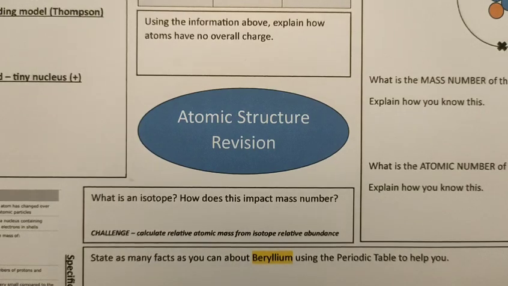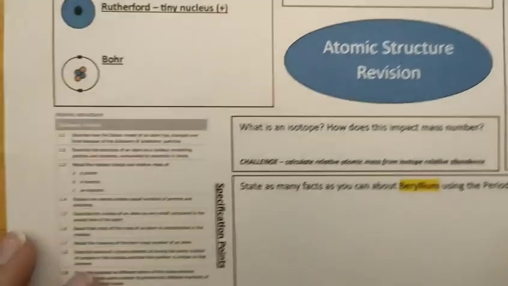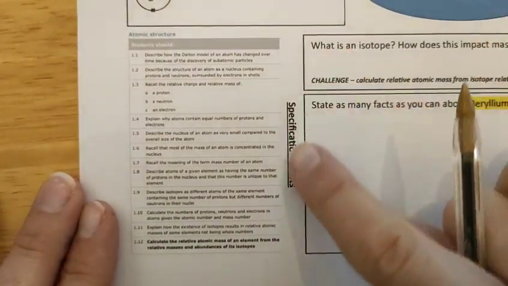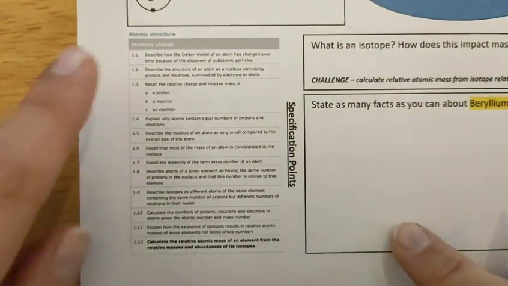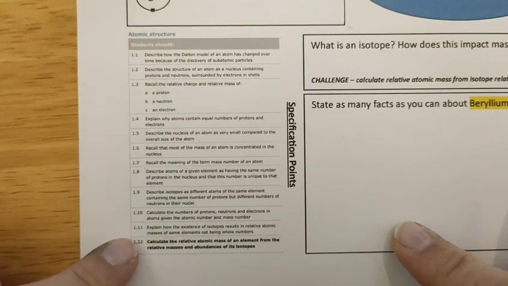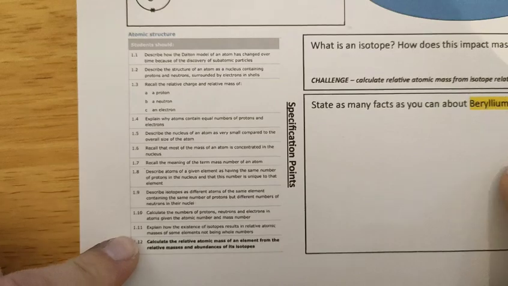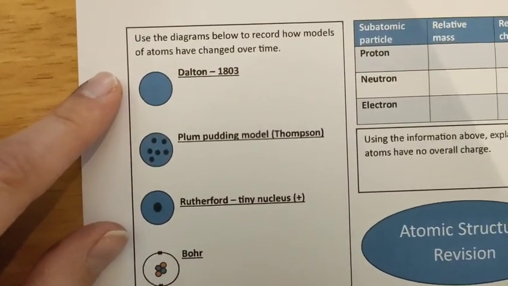Hi everyone, today we're going to look at atomic structure and revision of that area. So specification points are shown here in the bottom left hand side of the sheet. So basically we're going to cover most of these specification points through completing this sheet. So let's start off with this on the top left hand side.